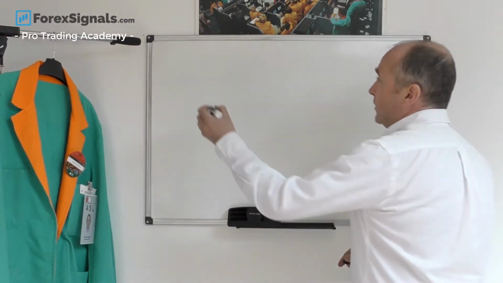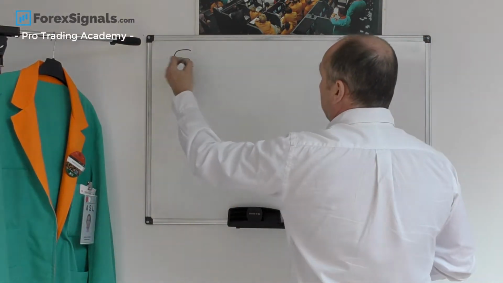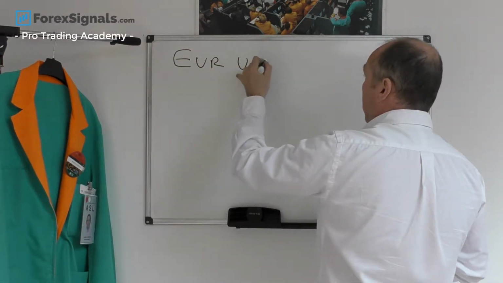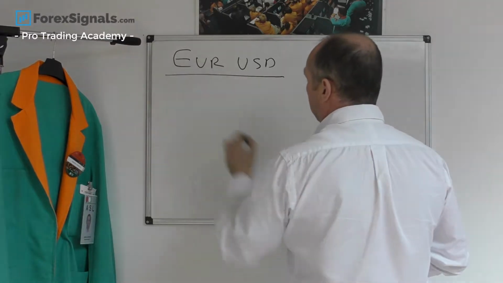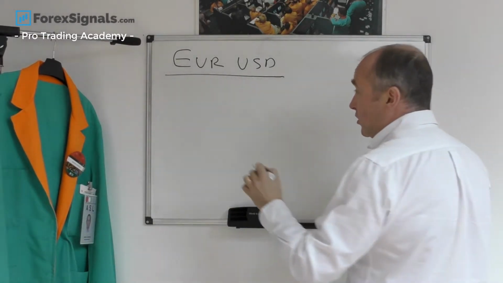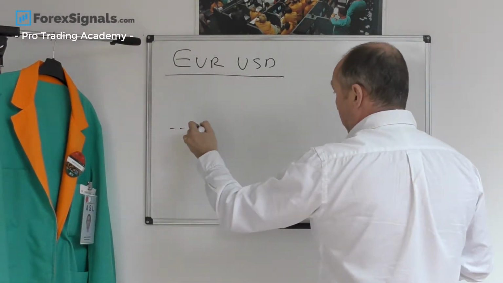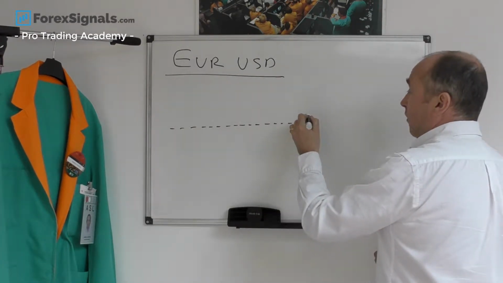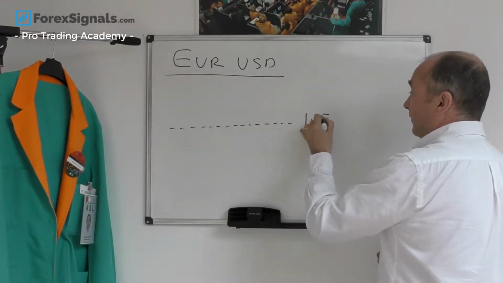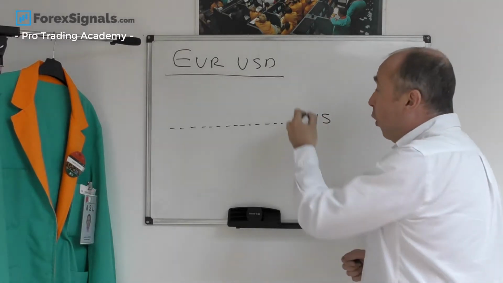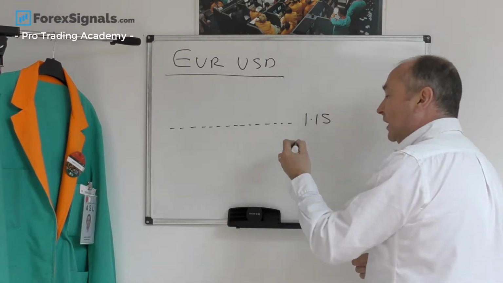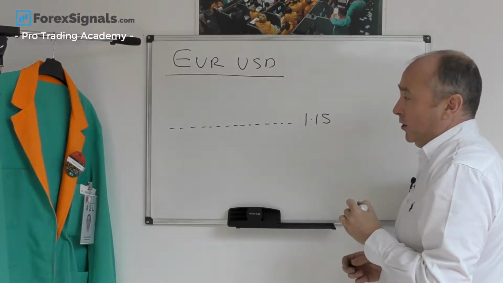Now let's assume an example here based on the most commonly traded currency pair, the euro against the US dollar. Now let's assume the euro US dollar is trading on your screens at a price of 1.15. That means you can buy or sell at 1.15. Remember, if you're buying, you want it to go up. If it's selling, you want it to go down in value.